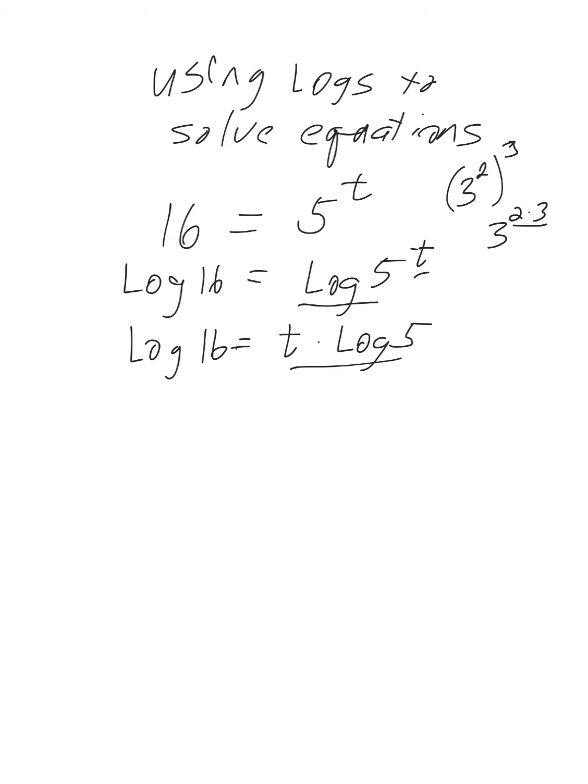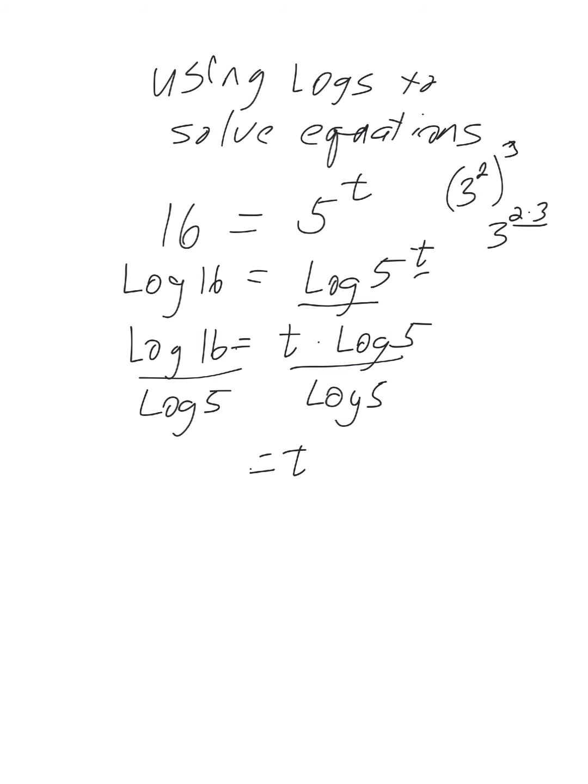Now to find t, you simply divide by log of 5 on both sides, and you end up with t equals whatever this comes out to be. Now, when you're using your calculator on these, if you're using the TI-30X2S, which is one I recommend for this class, make sure that when you enter the log of 16, you either hit enter or you close the parentheses. Because if you just type in log 16 divided by log 5, what it's going to do is it's going to divide 16 by the log of 5 and then take the log of it.